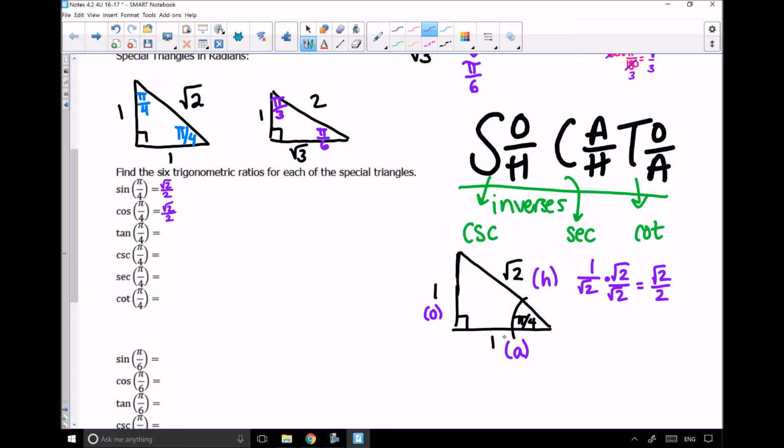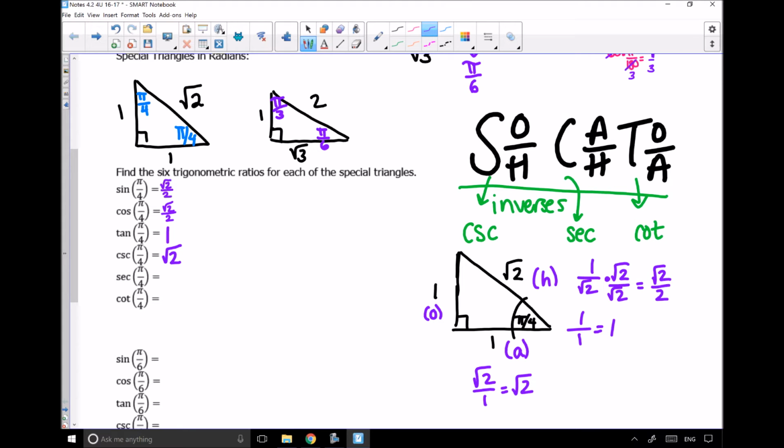Now, to find the tangent, I have to take the opposite and divide it by the adjacent. Well, my opposite is 1. My adjacent is 1, so 1 divided by 1 is 1, just like the tan of a 45-degree angle is still 1, okay? Now, the next thing I need to do is find the cosecant. Well, to find the cosecant, instead of doing opposite over hypotenuse, I'm going to do hypotenuse over opposite. So I'm going to do the square root of 2 over 1, so I get root 2 over 1, which is root 2. So that's what I get for the cosecant of pi over 4.